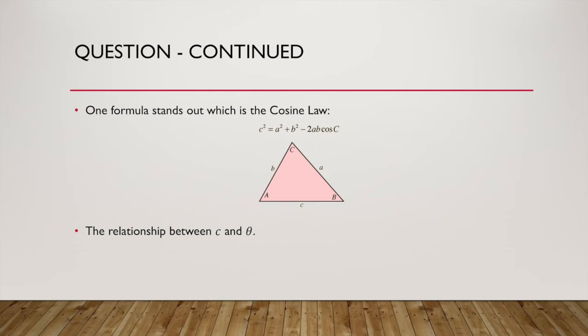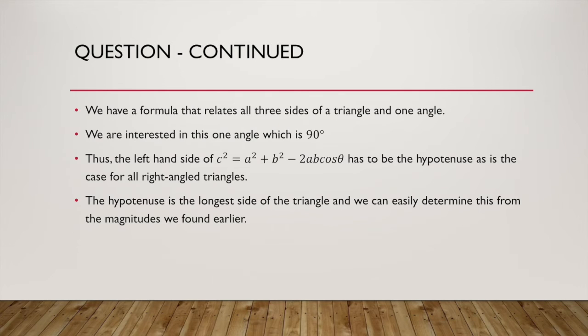So if we're thinking of a 90 degree solution, then that's a right angle triangle, which means that I'm dealing with a hypotenuse. Because all right angle triangles have a hypotenuse, and the hypotenuse is opposite to that 90 degree angle. So I know which side has to be my left-hand side of the cosine law. I know what my other two sides of my triangle are. So I just need to show that theta is indeed 90 degrees.